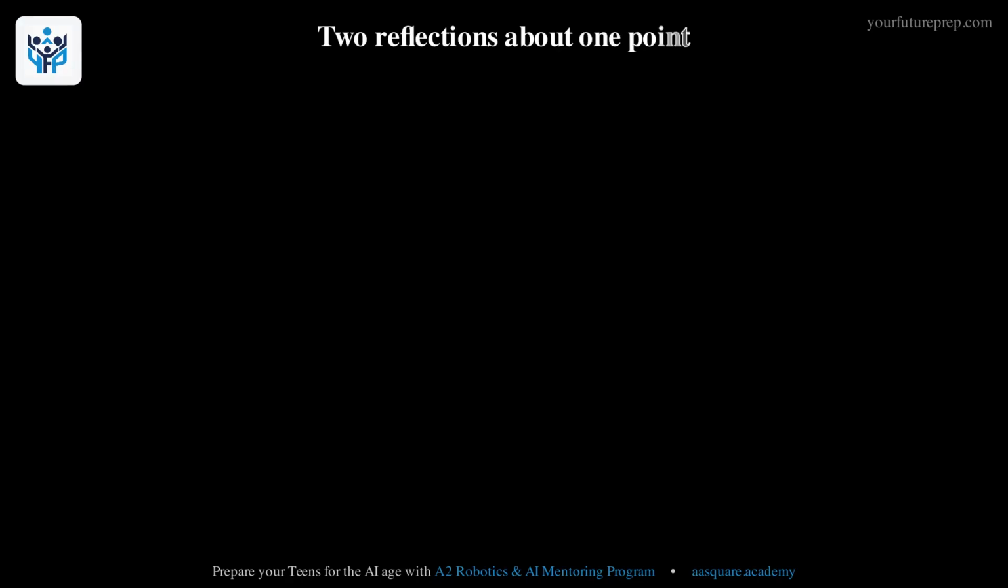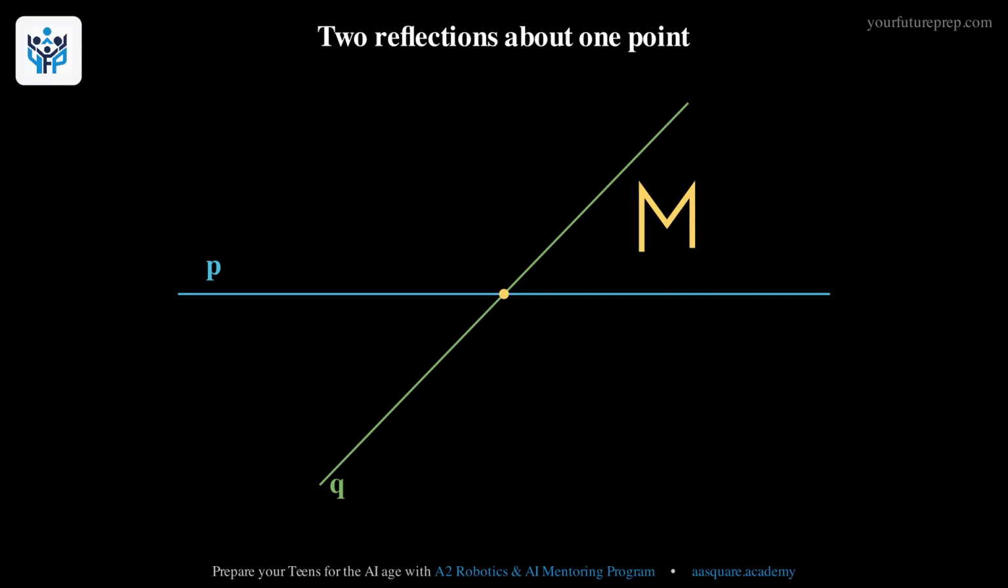Let's set it up. Line P is the horizontal line, and line Q is the diagonal line at 45 degrees. They cross at one point, the center. Here is our letter M, sitting upright in the upper right.